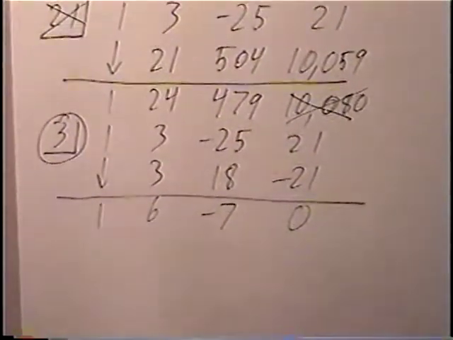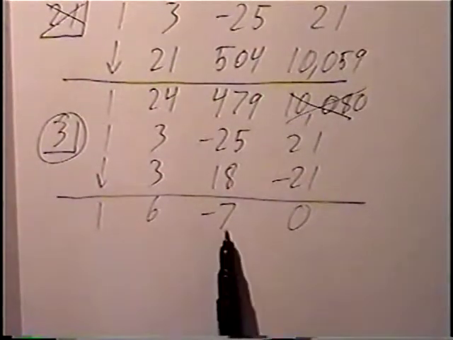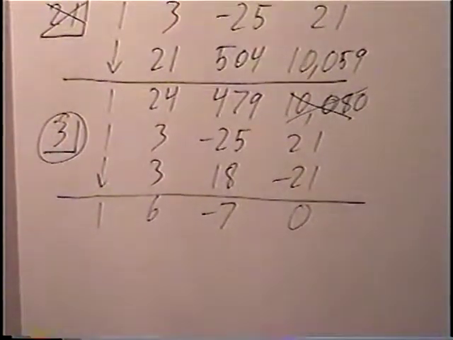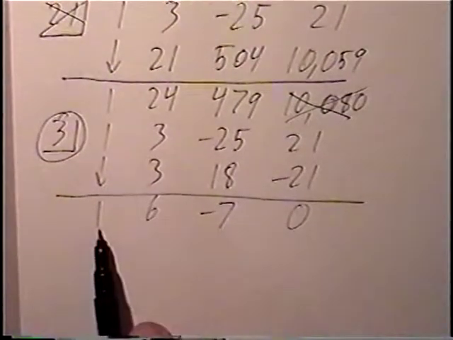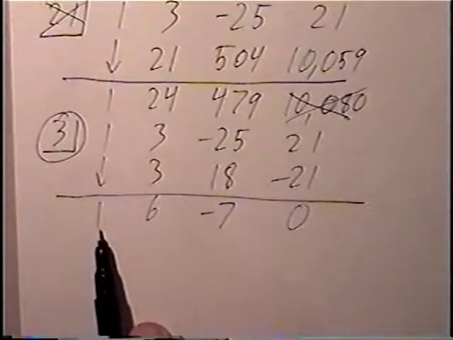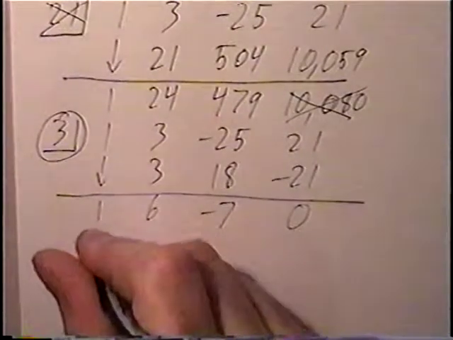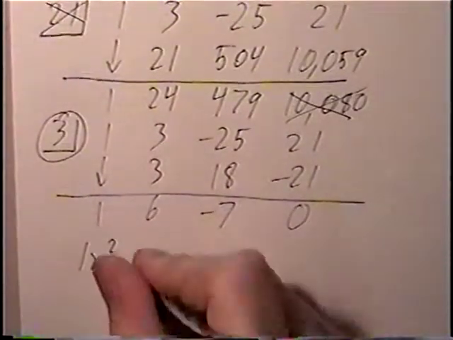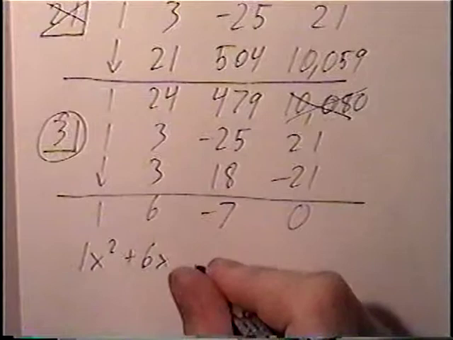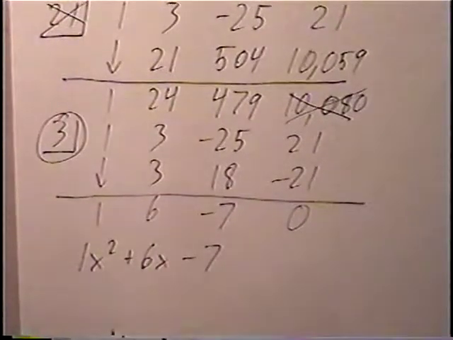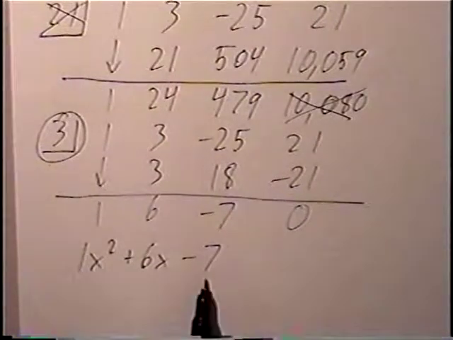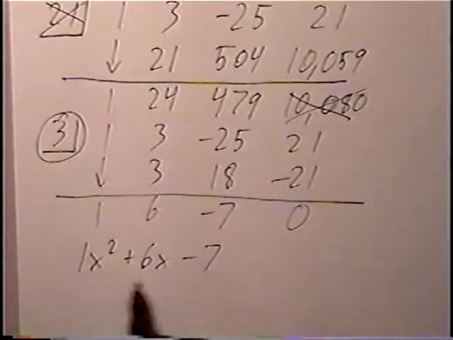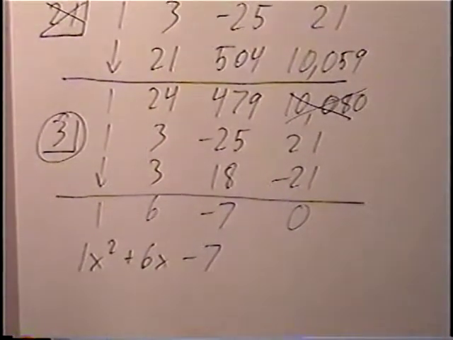A different method, once we find a factor that we have a lower degree for, we have 1, 6, and negative 7. If we plug the x's back in, the original function was x cubed, so this would be 1x squared plus 6x minus 7. Instead of trying to guess and check the zeros, we can actually take the polynomial function and factor this out to find the zeros.